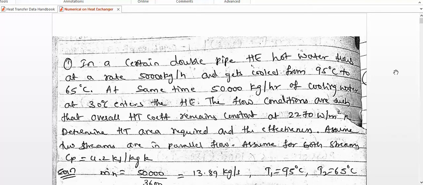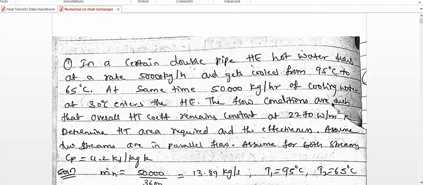First we will understand what the problem statement is and what its given data are, and we try to solve the problem accordingly. The problem statement is something like this: in a certain double pipe heat exchanger, hot water flows at a rate of 50,000 kg per hour and gets cooled from 95 degrees Celsius to 65 degrees Celsius. At the same time, 50,000 kg per hour of cooling water at 30 degrees Celsius enters the heat exchanger.